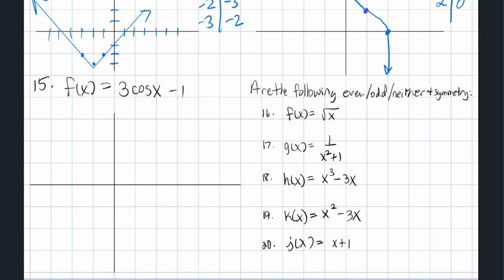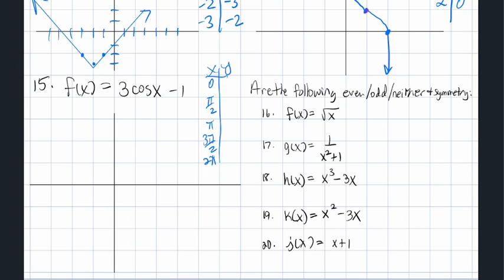Remember the 5 x's that you want to plug in for any sine or cosine are wherever the inside will be equal to 0, pi over 2, pi, 3 pi over 2, and 2 pi. Now remember that the cosine starts at 1 and the sine starts at 0. So this technically is going to be the y value I just talked about, 1 or 0, times 3 minus 1.